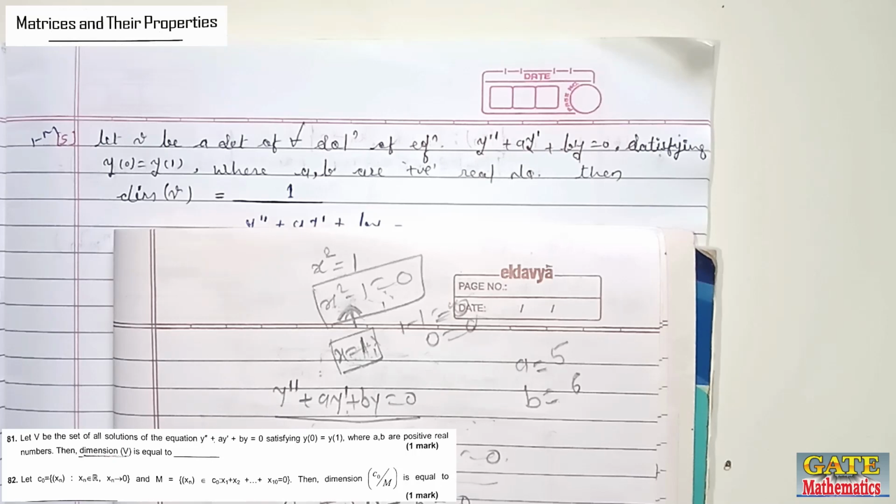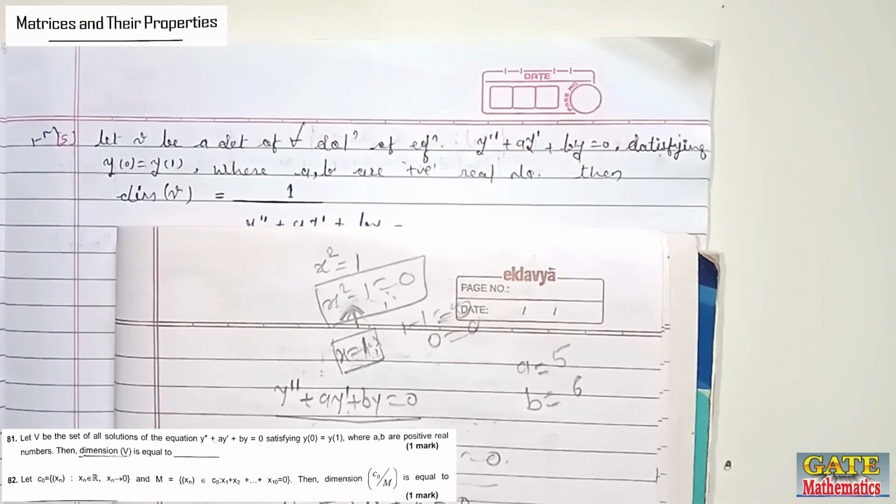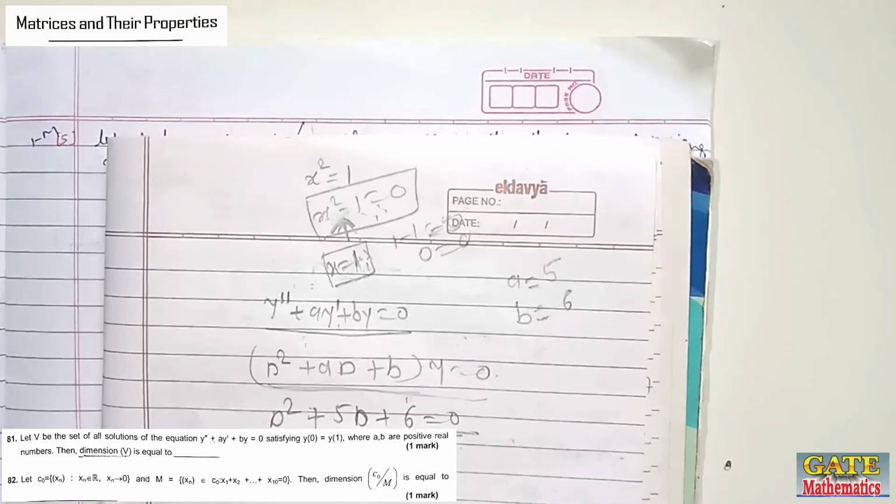If the roots are distinct, then we write c1 e to the power m1x plus c2 e to the power m2x as the solution. If the roots are repeated, then we write c1 plus c2x, times e to the power mx, as the solution. Okay, now let's find out which type of root we are getting here, and then we'll go for the solution of our differential equation.